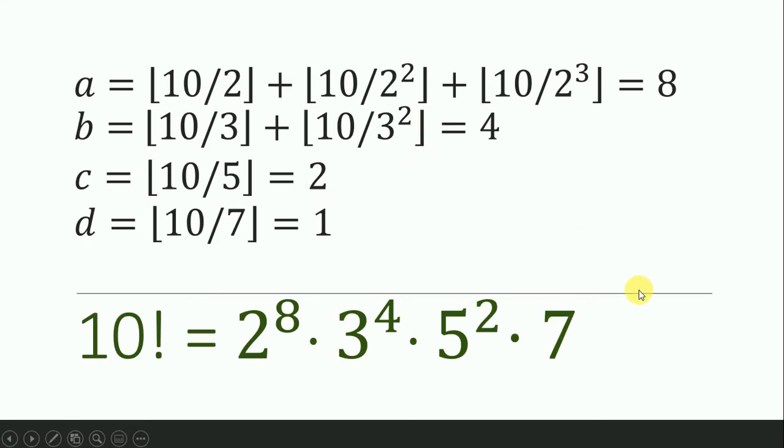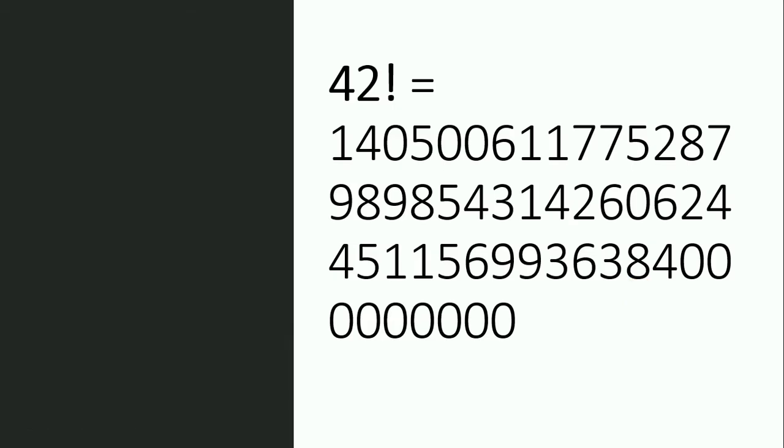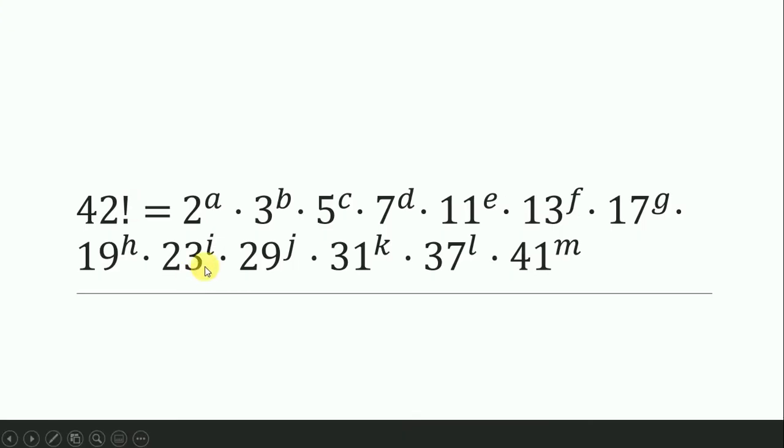Okay. Let's have another example. Say we have 42 factorial, which is a very big number. So this is the answer for 42 factorial. If you notice, it's very long. There are so many digits. So applying the same process as earlier, we could list all of the prime numbers from 2 to 42. So we have 2, 3, 5, 7, 11, 13, 17, 19, 23, 29, 31, 37, and 41. So we have the exponents here, the variables from a to m.